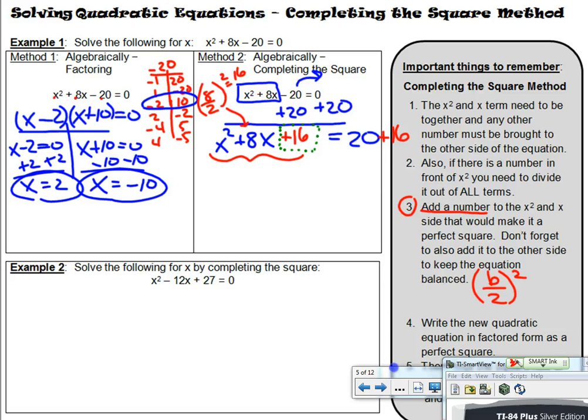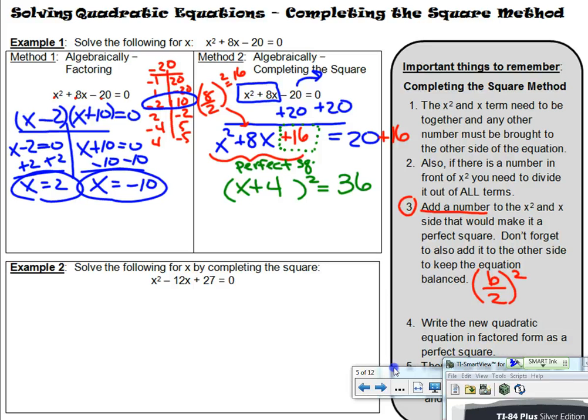So again, we're not doing anything horrible. As long as I do the same thing to one side as I do the other side, it's still the exact same equation. I'm just changing what the equation looks like. Okay, now the x squared plus 8x plus 16, that's a perfect square, which means that I can write it as something squared. And the other side is just 20 plus 16, which is 36. All right, so x squared plus 8x plus 16 is going to be x plus 4 times x plus 4. So I can just write that as x plus 4 squared.